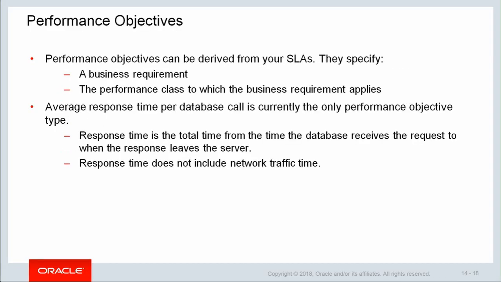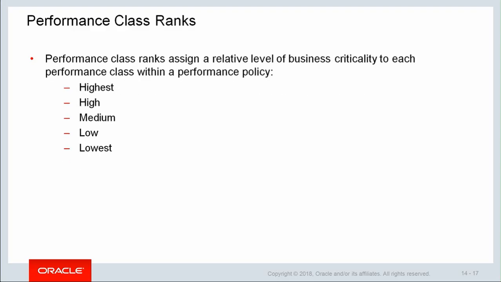And the performance objective is your service level agreement. You will have to set the performance objective as a service level agreement, so that way Quality of Service collects OS level and database level statistics and compares them with the service level agreement, and then makes a recommendation based on these performance class ranks.